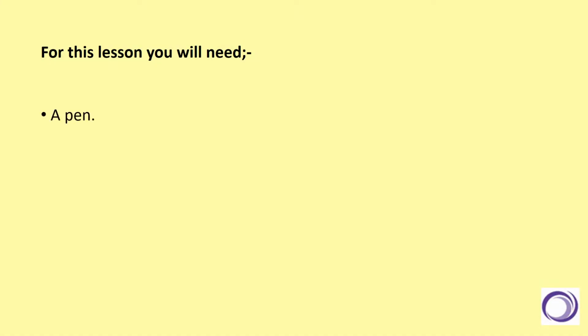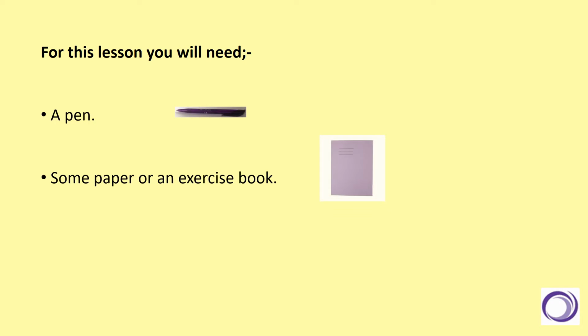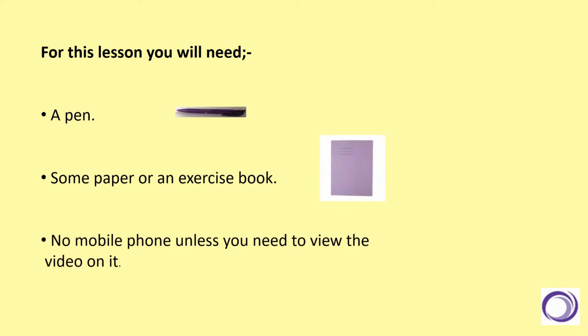So for the lesson you're going to need a pen, paper or an exercise book. There's some quite important notes that you need to make, probably one side of A4. Unless you're needing to watch this video on your mobile phone, get it out of the way, get it on silent and avoid all the distractions that you can.